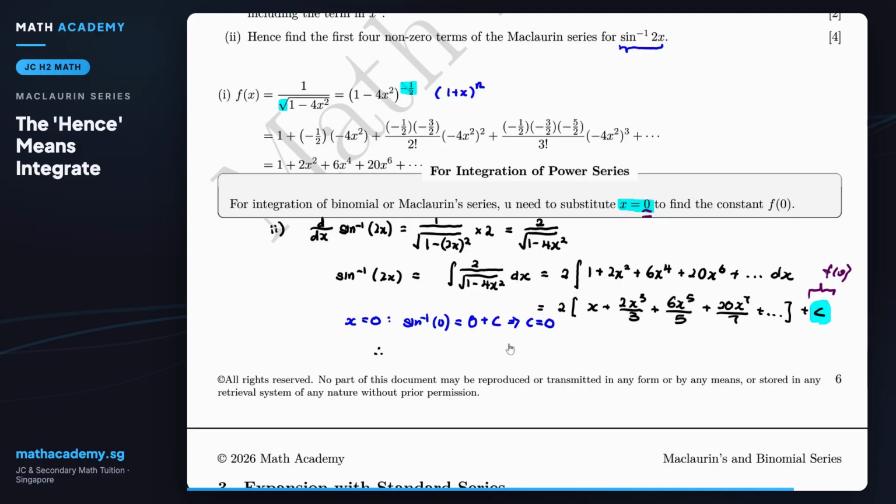Okay, so finally, we can simplify. I get sine inverse 2x. Okay, and we just copy out all the rest of the terms. Okay, c is 0, so we don't need to put.